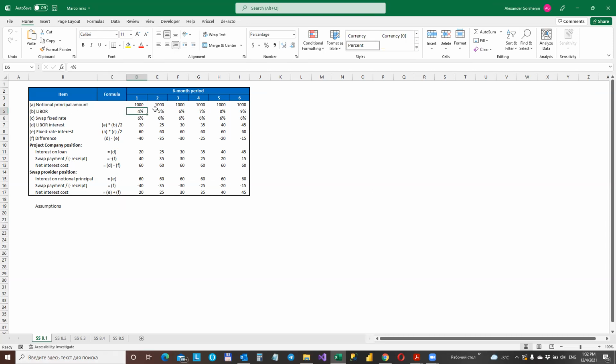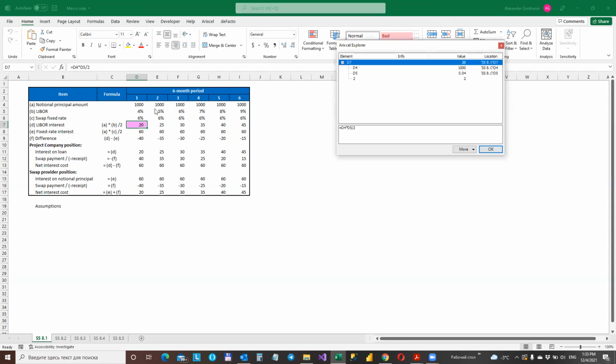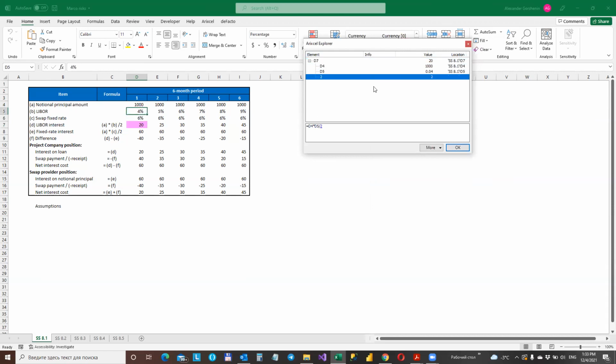So let us check. We have this 6-month period, so it's half a year each time. We have a principal amount of 1,000. We have a different LIBOR, you can see here. We have a swap fixed rate and LIBOR interest calculated. So again, you can use various tools I already presented to you, but you can see how it's calculated. You can calculate the fixed interest rate, you can compute the difference, and you can easily compute any proceedings for each party, for the project company and for the swap provider. So please have a look.